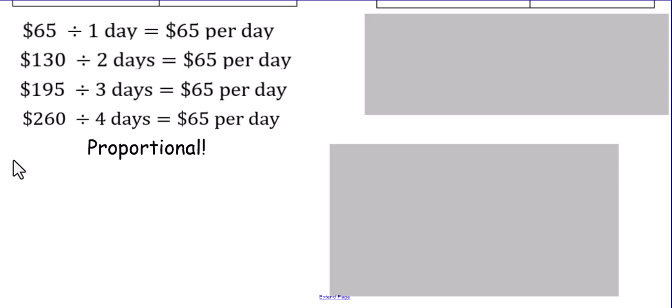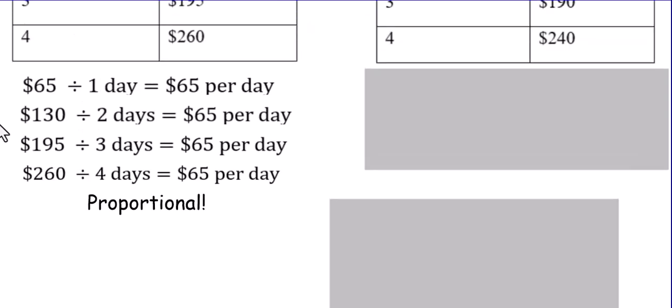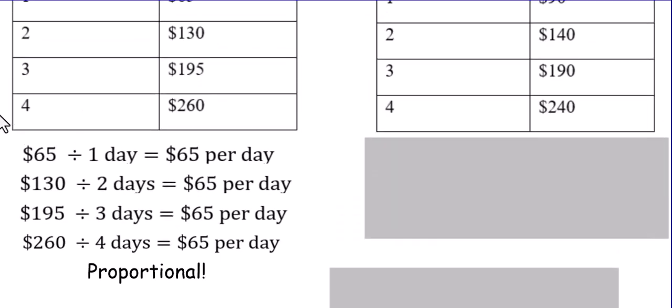So what I notice is that this represents a proportional relationship since we have a constant ratio, also known as a unit rate, of $65 per day. We could use this value to find the cost for any number of days. So if we said we're going to rent that car for 21 days, we could take 65 times 21 to find the cost for those 21 days.